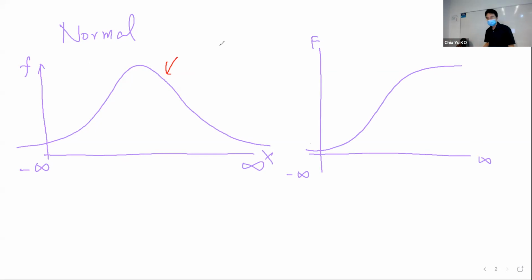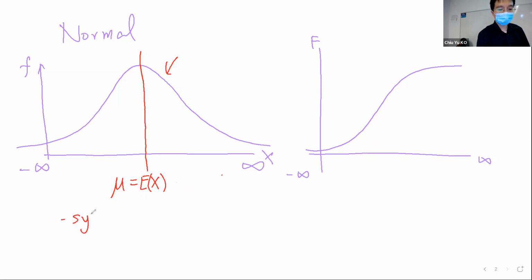And this is symmetric, right? I would say symmetric about this line here. There's a mean, and the highest point is actually the mean. This highest point, the expected x, is called mu. And it's symmetric about mu. The important thing is that it's symmetric about mu. That is the special property of this bell curve.